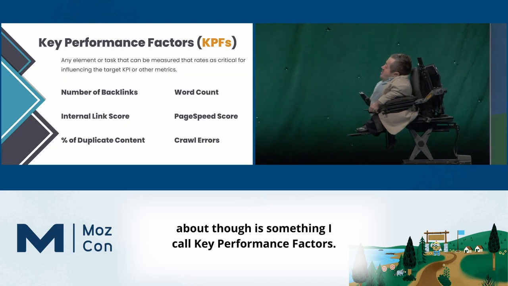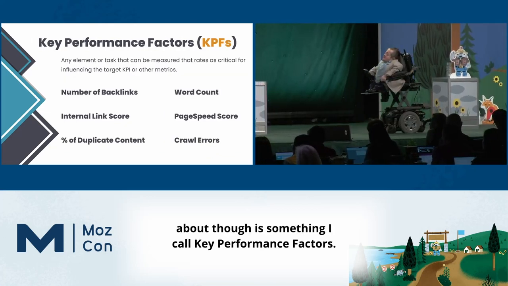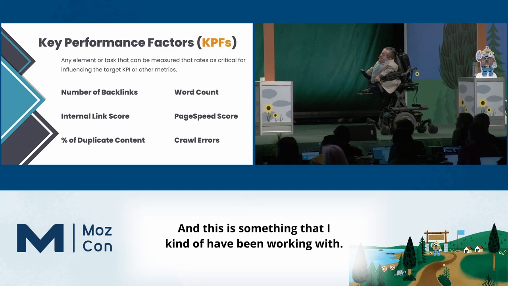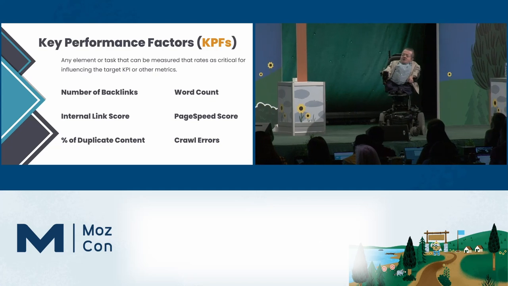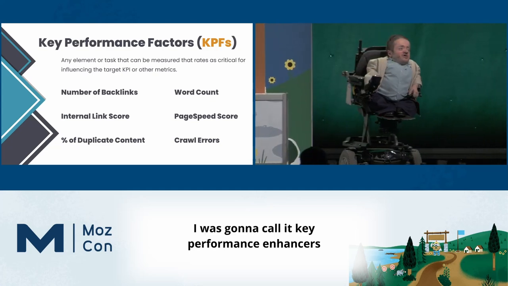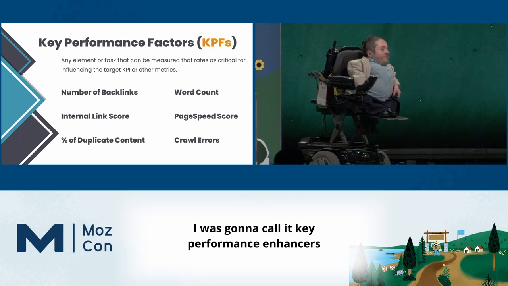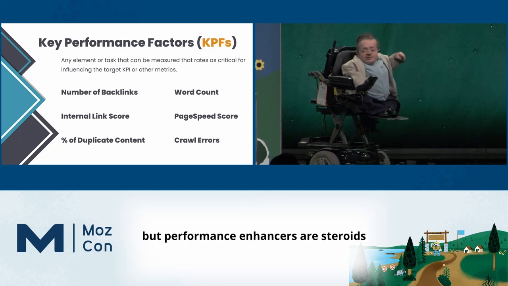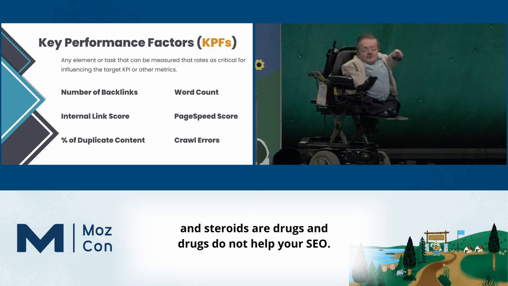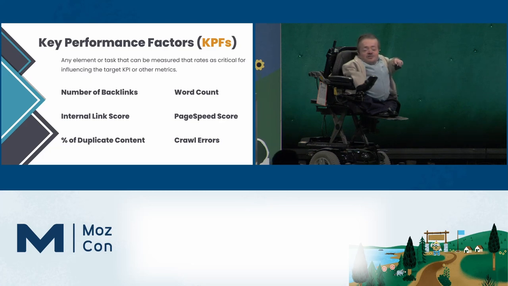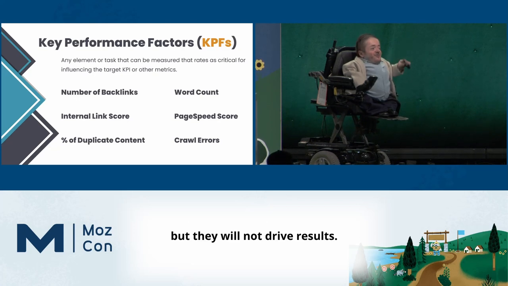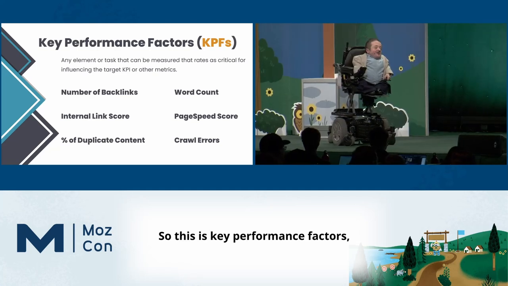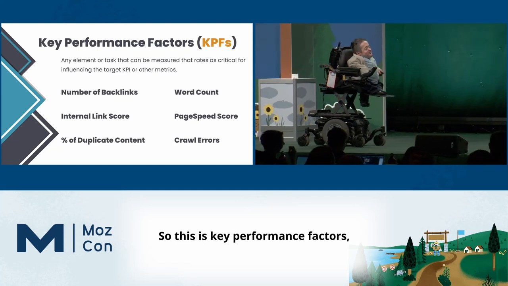The next thing we're going to talk about, though, is something I call key performance factors. This is something that I have been working with. I coined the term, I think. I was going to call it key performance enhancers, but performance enhancers are steroids, and steroids are drugs, and drugs do not help your SEO. They might make you feel better about your SEO, but they will not drive results. So this is key performance factors.